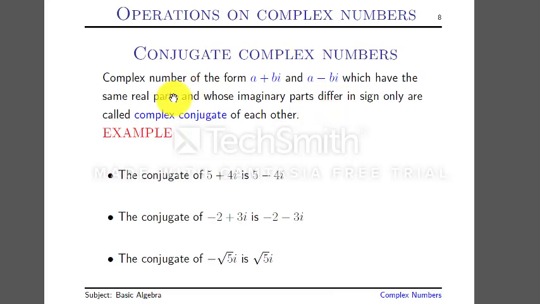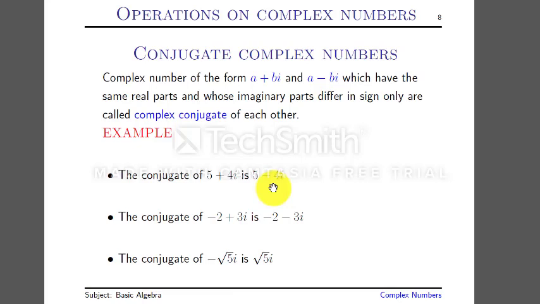There are three examples of complex conjugates here. 5 plus 4 iota and 5 minus 4 iota are complex conjugates of each other. 5 plus 4 iota is the complex conjugate of 5 minus 4 iota, and 5 minus 4 iota is the complex conjugate of 5 plus 4 iota. The concept of the complex conjugate lies in the complex number system. If there is a complex number, if there is an imaginary number, then there lies a concept of complex conjugate. So the conjugate of 5 plus 4 iota is 5 minus 4 iota.